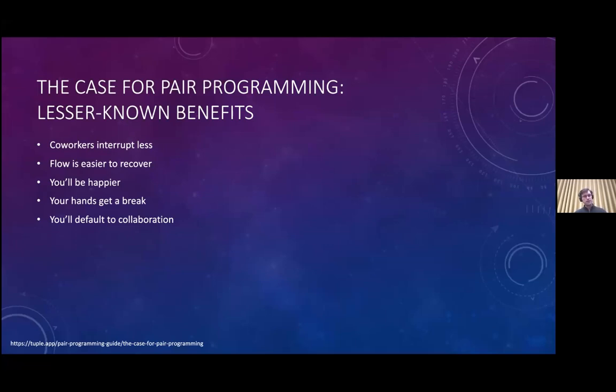The other thing that I found with pair programming for me personally also is that once you get used to pairing with other people, you also get more used to asking them for help. I think that's certainly true for me, and I could see that being generally more applicable as well.